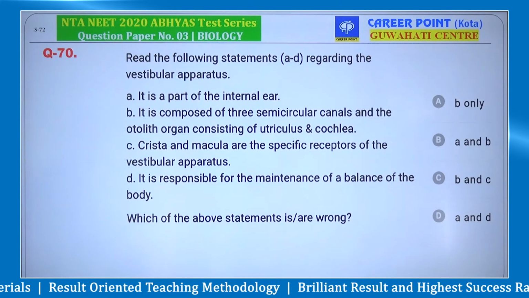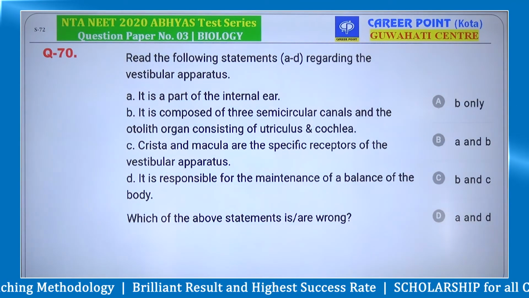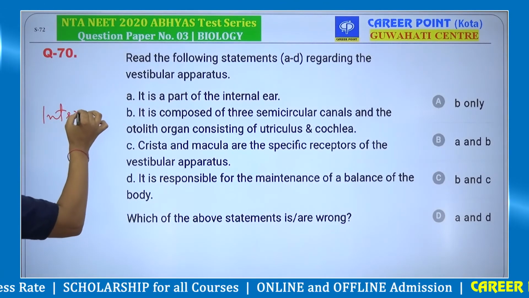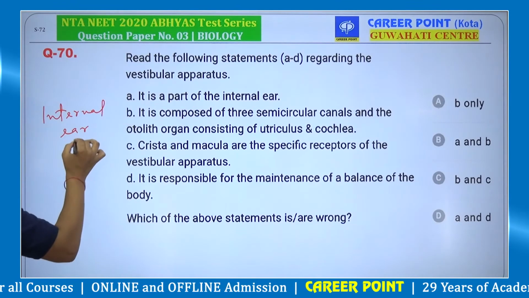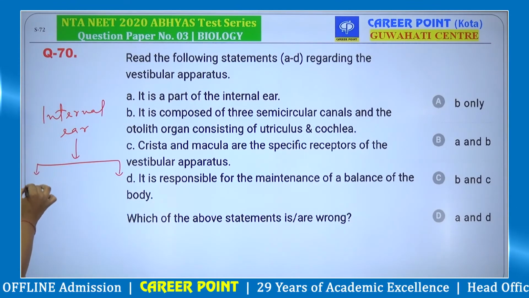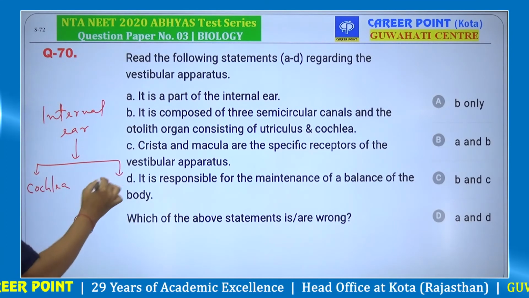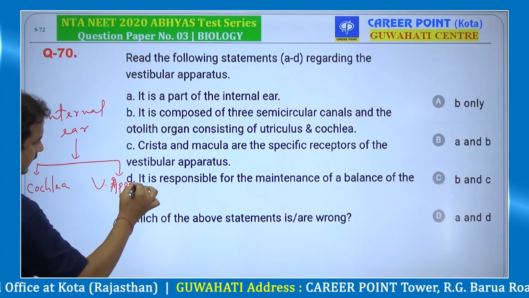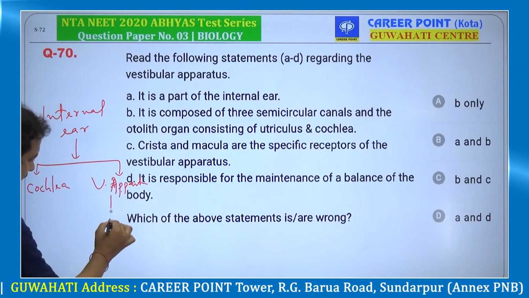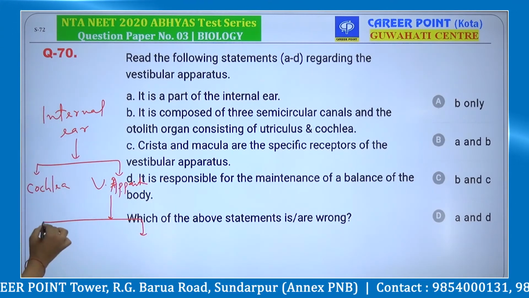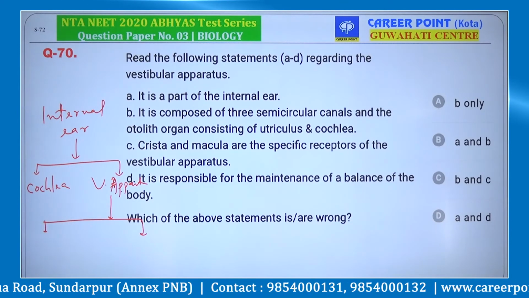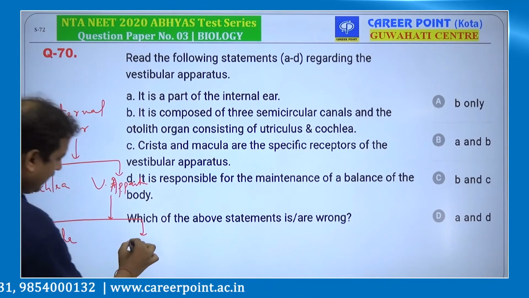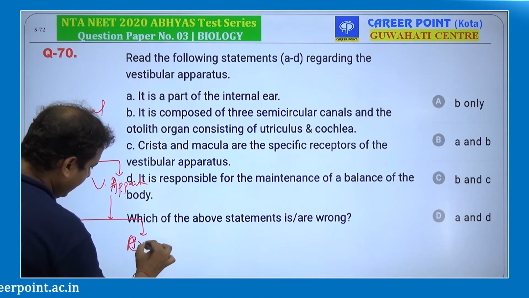Read the following statements regarding the vestibular apparatus. The vestibular apparatus is a part of the internal ear. Please remember, the human internal ear has two parts. One is called the cochlea, another is called the vestibular apparatus. The vestibular apparatus is made up of macula and crista.